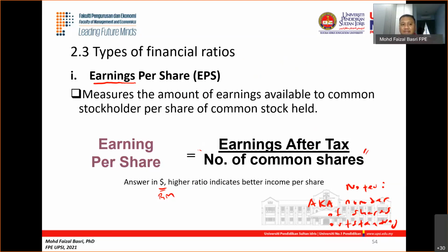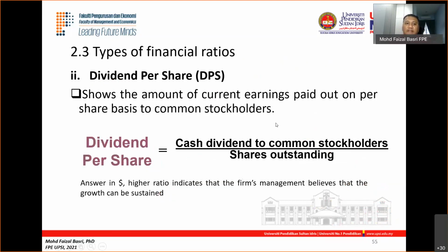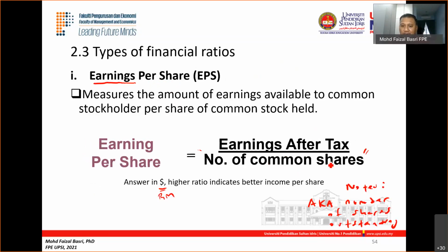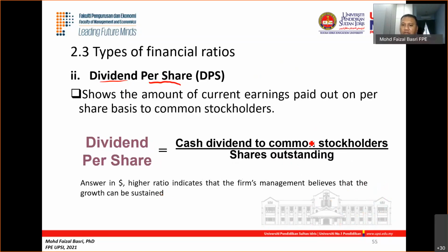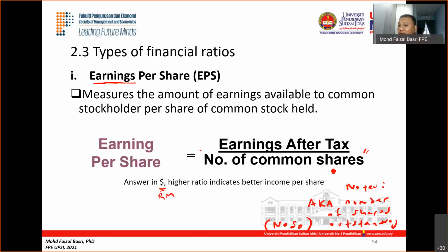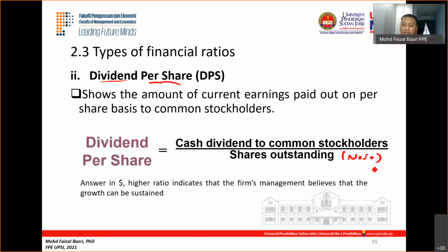Right. Number 2 is dividend per share or DPS. Still per share basis, but now we use dividend, cash dividend. So the name I put it differently, but number of common shares and shares outstanding basically refers to the same thing. In short, we can put it as NOSO, number of shares outstanding. So here basically is the same thing. This is also NOSO. So if you have, let's say here 1 million units, so here should be 1 million units as well, for example.